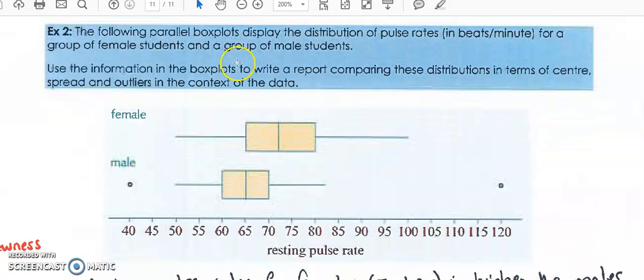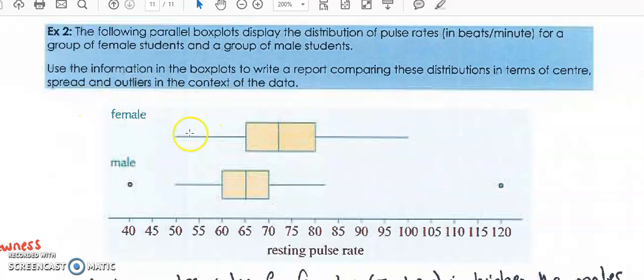In this example, the following parallel box plots display the distribution of pulse rates, in beats per minute, for a group of female students and a group of male students. We're going to use this information in the box plots to write a report comparing these distributions in terms of their center, the spread, and outliers in the context of the data. Usually it gives you a focal point in terms of the center, spread, and outliers.